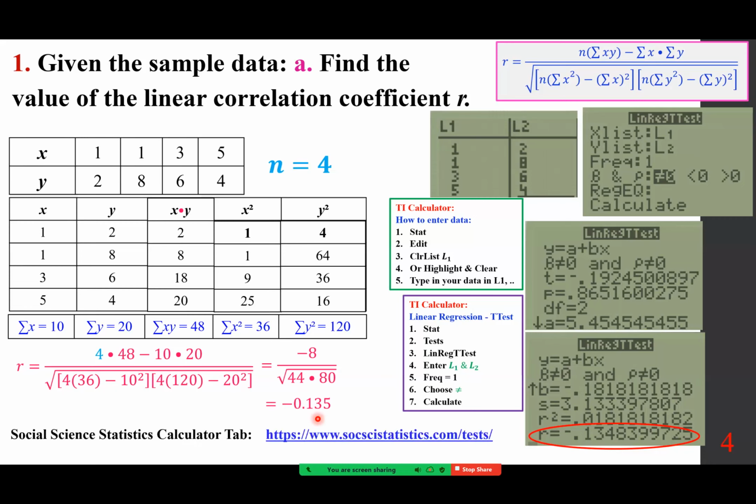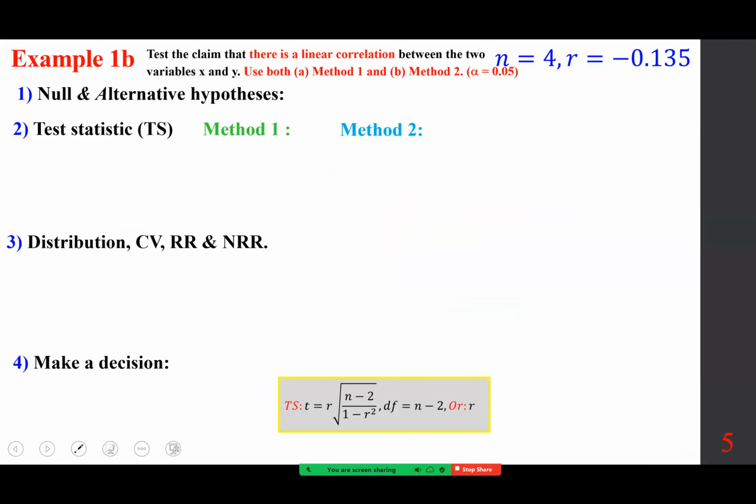And of course, here are some statistical calculators. You can find this under module 0 of MOM. Under module 0 of MOM, you find many different calculators. I want to do the test of hypothesis. The way the test of hypothesis works for a linear correlation is that you want to test the claim that there is a linear correlation between the two variables x and y. You're going to use two methods, and I'm going to discuss the two methods.